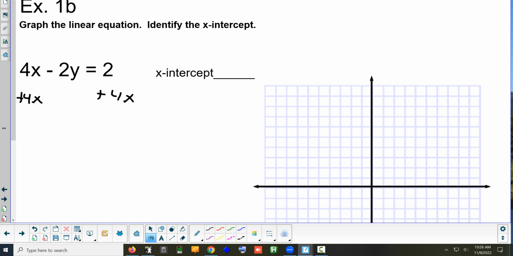What's 4x plus 4x? Yep, that would be 8x. Okay. And we'd still have the 2y. And what would you have on the other side? Yeah, you could write 2 plus 4x, but we want to put it in the order that we're used to. So 4x plus 2. Okay. Now what?